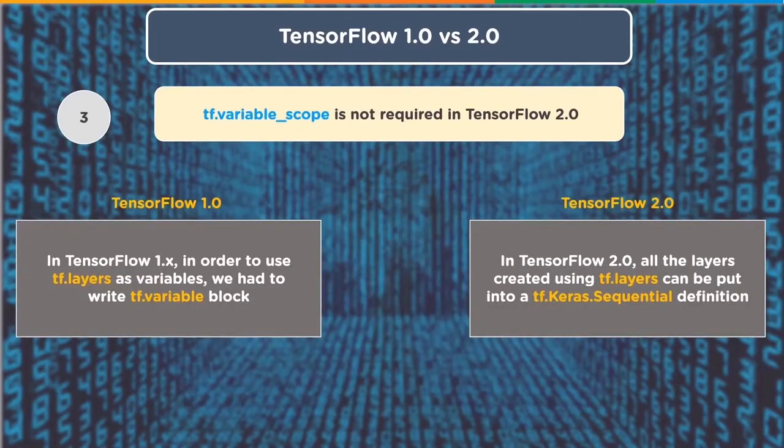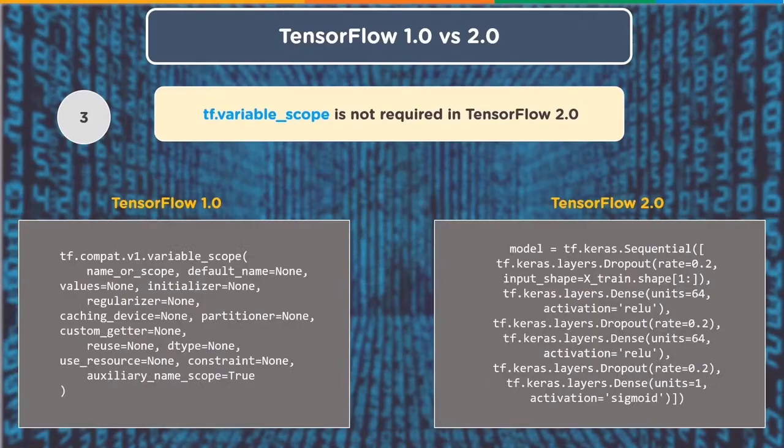A third big change we're going to look at is that in TensorFlow 1.0, in order to use TF layers as variables, you would have to write a TF variable block. So you'd have to predefine that. In TensorFlow 2, you just add your layers in under the sequential, and it automatically defines them as long as they're flat layers. Of course, this changes a little bit as the more complicated tensor you have coming in, but all of it's very easy to do, and that's what 2.0 does a really good job of.